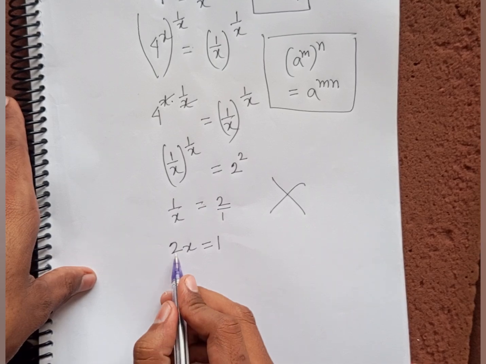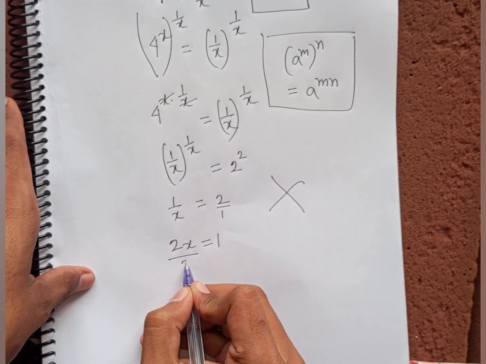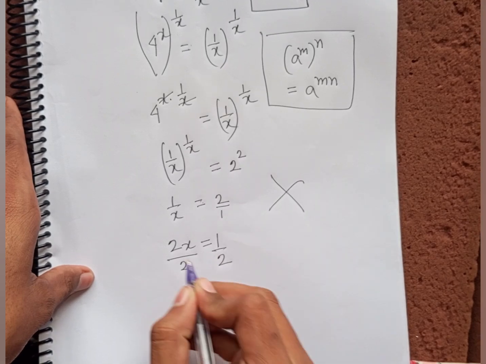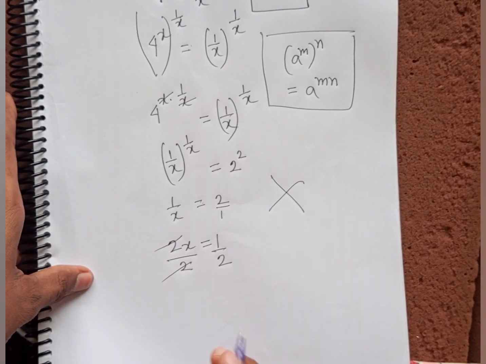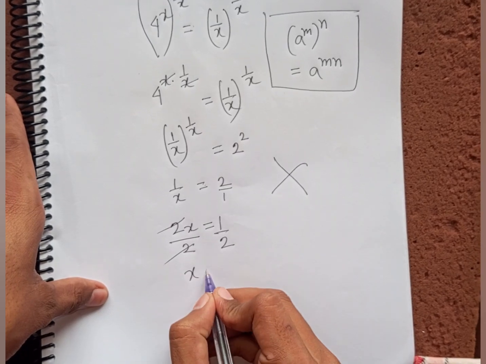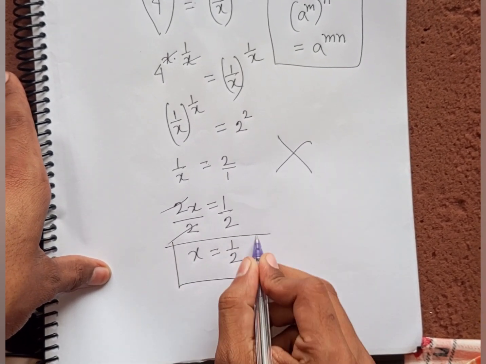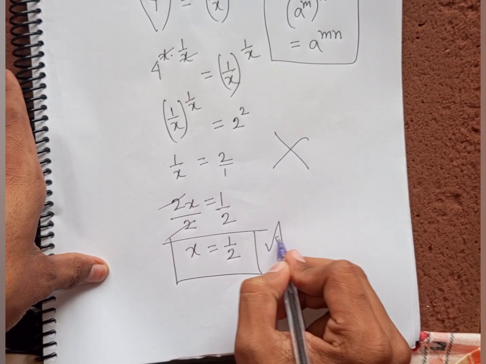Now we divide by 2 on both sides because we need the value of x. So this 2 will be cancelled. So here x will be equal to 1 by 2. So 1 by 2 is the value of x, and this is our final answer.